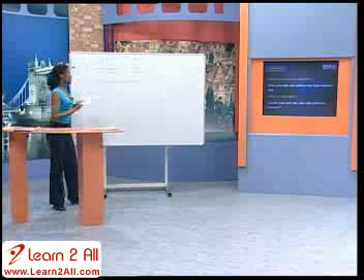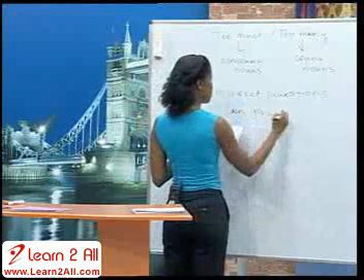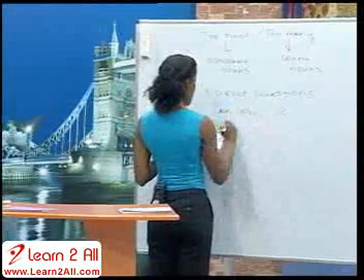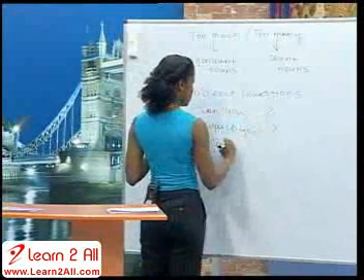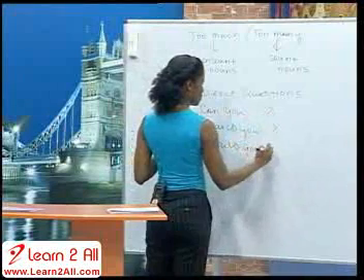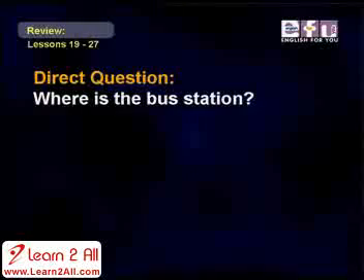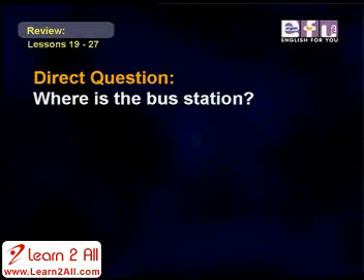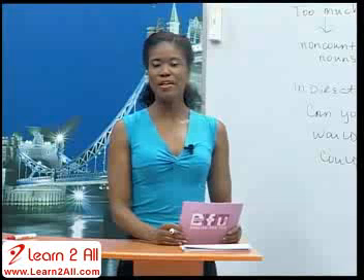So indirect questions can begin with can you, would you, could you, right? They come before a direct question. For example, where is the bus station? Is a direct question, right? But can you tell me where the bus station is is the indirect question. All right, good job with your review of indirect questions.